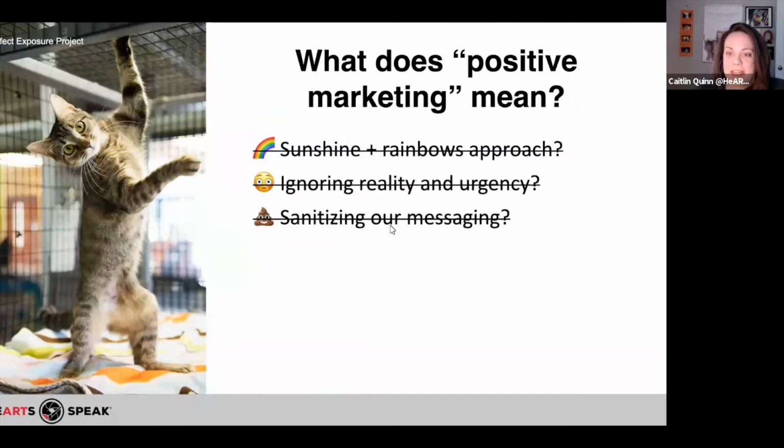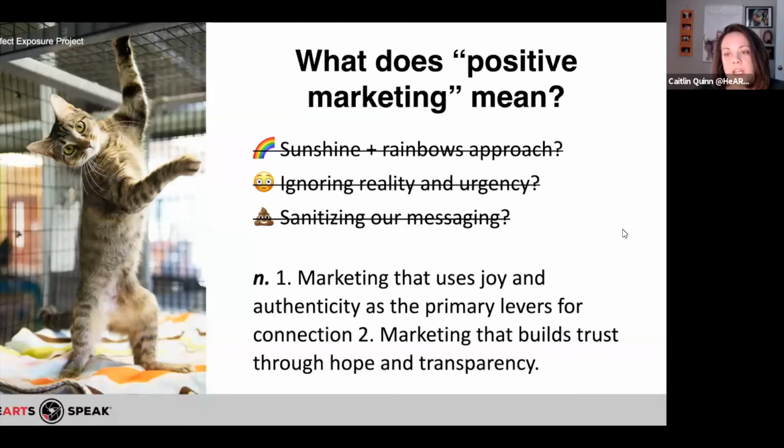That's really important for us to get on the same page about right from the get-go: we are not asking you to do any of these things, especially ignoring the gravity of a situation or ignoring things like urgency that are really critical to the way that we do our work in this field. But what I do want to talk about is how we're going to define positive marketing. And this comes directly from HeartSpeak. Positive marketing is actually not a term that is used widely in the field of marketing. But for us, it's fairly critical to the way that we're spreading our specific message in animal welfare organizations.